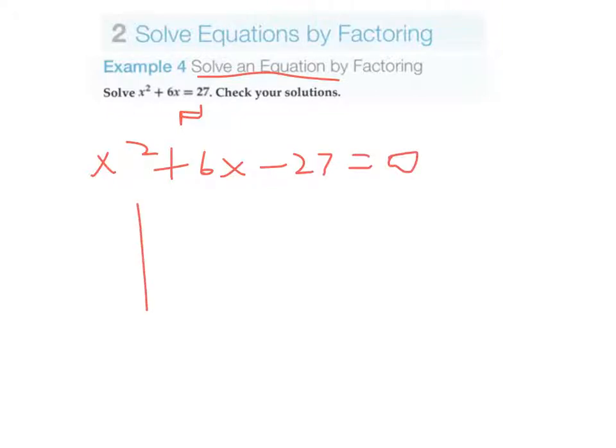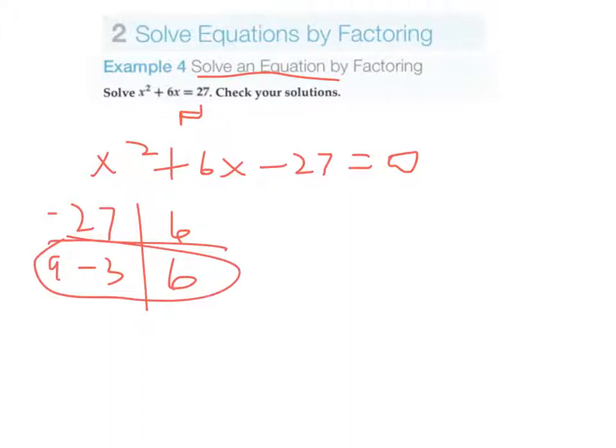So I'm looking for two numbers that give me a -27 and add up to a +6. So let's think about numbers that give us -27. 9 and -3 give me a -27. When I add them up, I get 6. So here are my factors. So it's going to be x plus 9 and x minus 3.